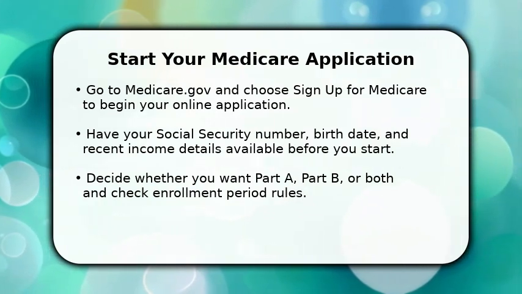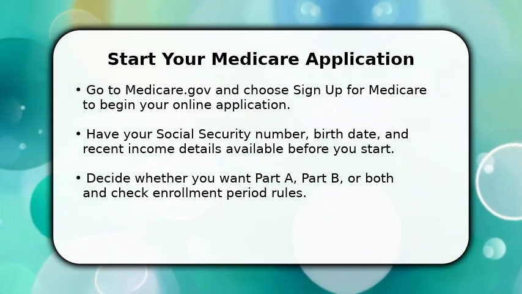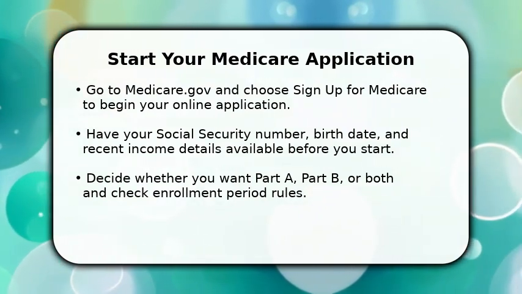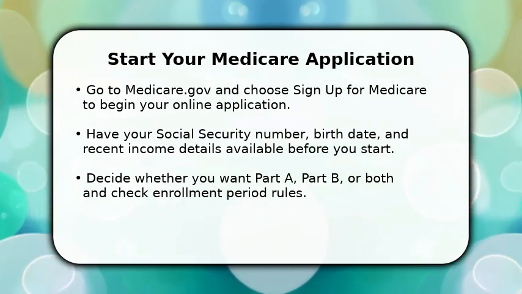Choose Part A, Part B, or both, compare plan costs, and review enrollment periods carefully before submitting your application online. Save the confirmation page, and print or screenshot your receipt for records.